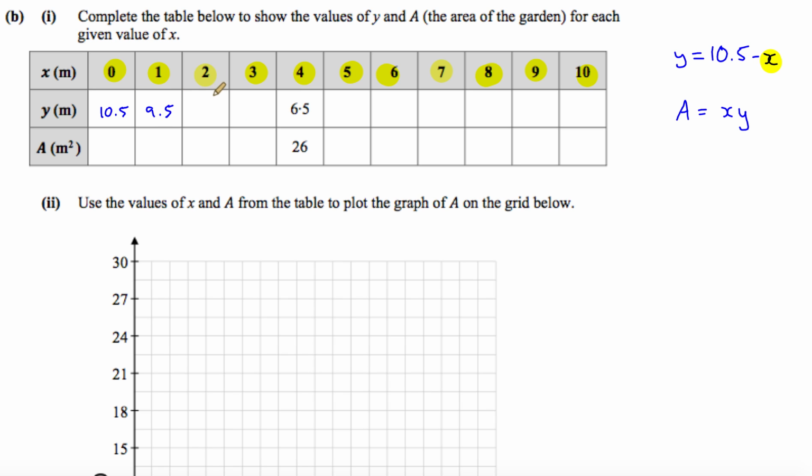The next one, if I replace the x with 2, 10.5 minus 2 is 8.5. 7.5 for the next one. This one's done. 5.5. 4.5. So again, I'm just putting this 7 in here. y is equal to 10.5 minus 7, which is 3.5. So you've spotted the pattern at this stage. Because these numbers are just going up in 1, we can keep going down in 1 here. And 0.5.